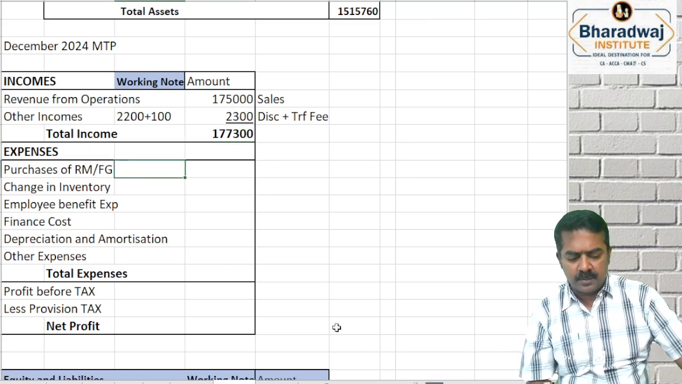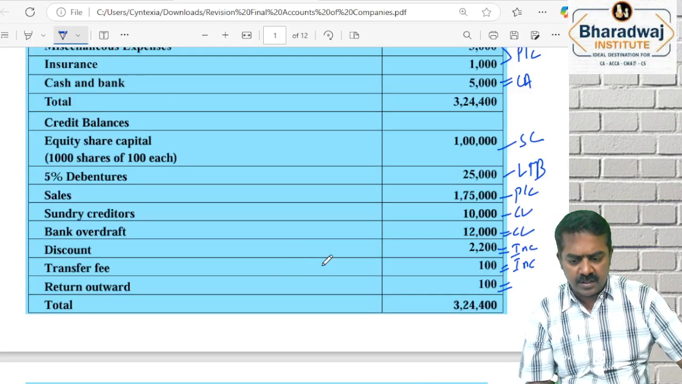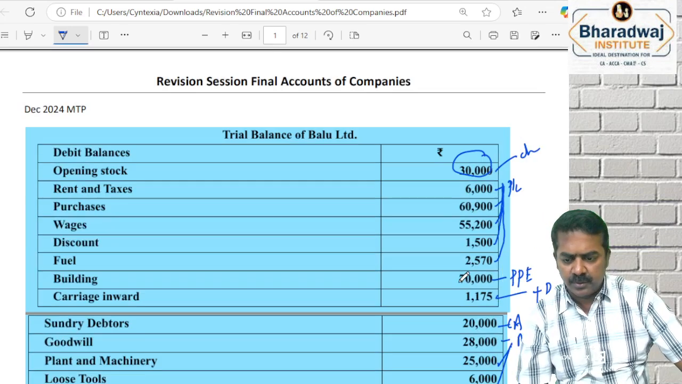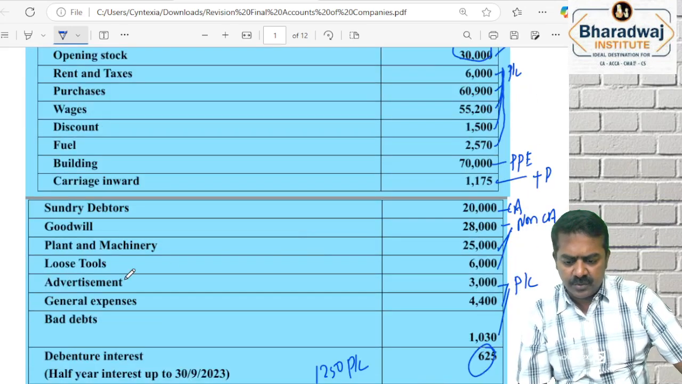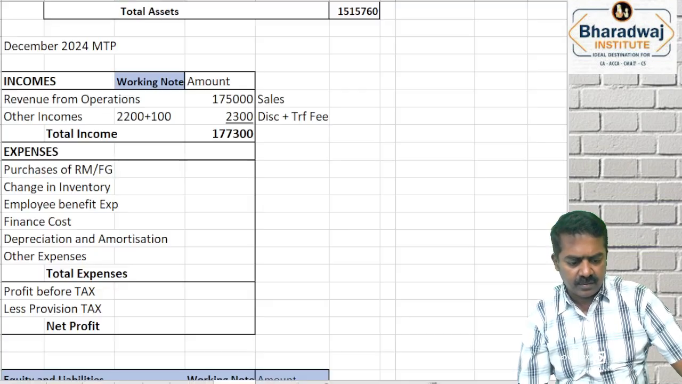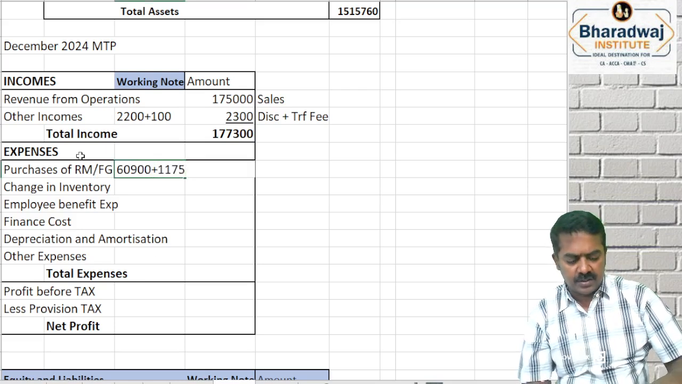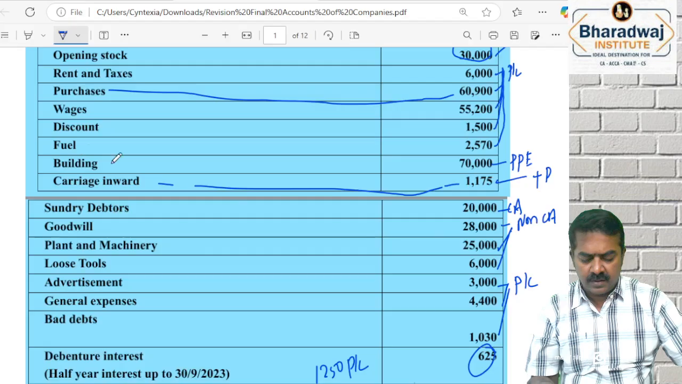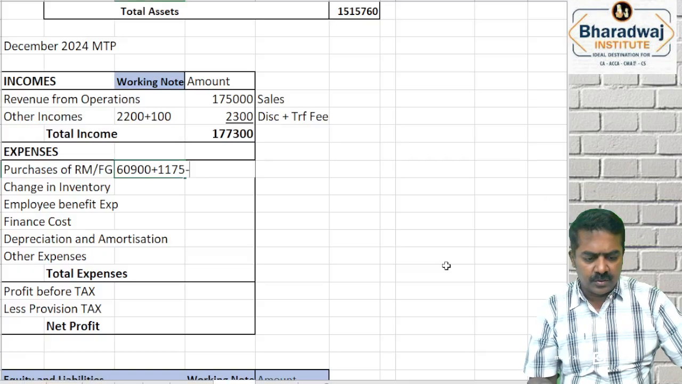Purchases, see, what is the purchases given? Purchases minus returns outward, we will take. What is the purchase of goods? 60,900. 60,900 plus carriage inwards, minus returns outwards. What is returns outwards? 100.